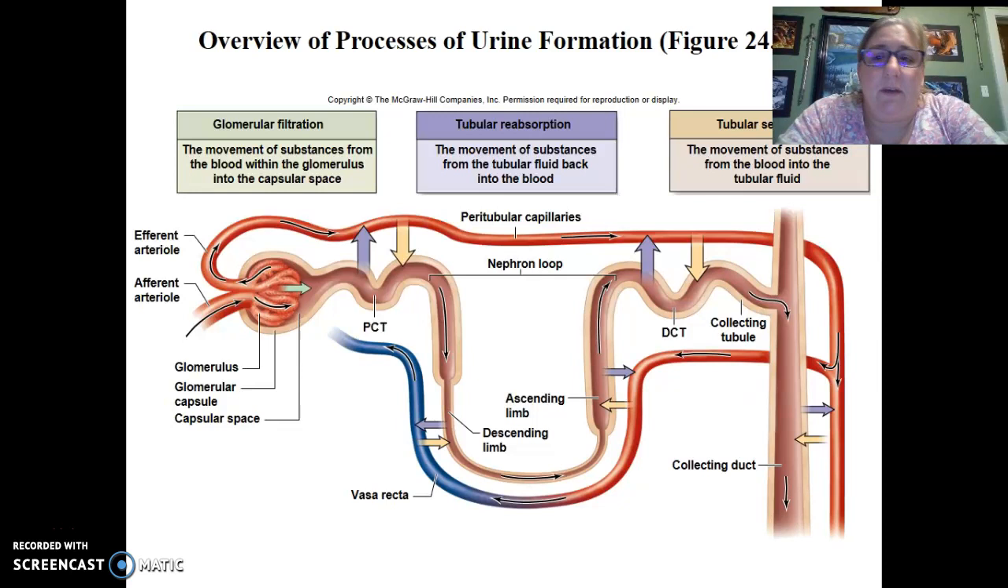So we have filtration, reabsorption, and secretion in the production of urine. Filtration occurs first at the renal corpuscle. Reabsorption and secretion occur along the entire renal tubule, but the majority occurs at the proximal convoluted tubule, and this is because the proximal convoluted tubule has microvilli, and microvilli increase surface area for absorption.